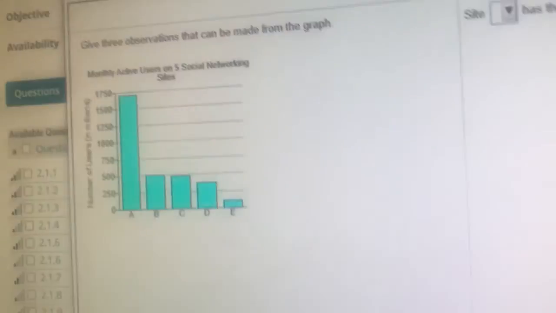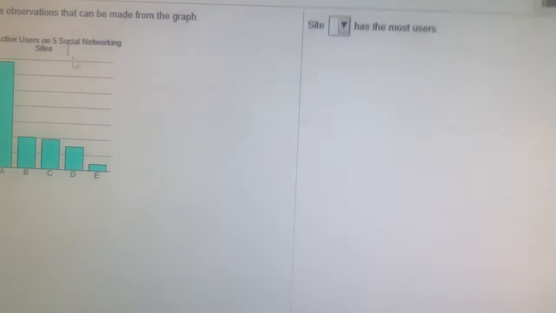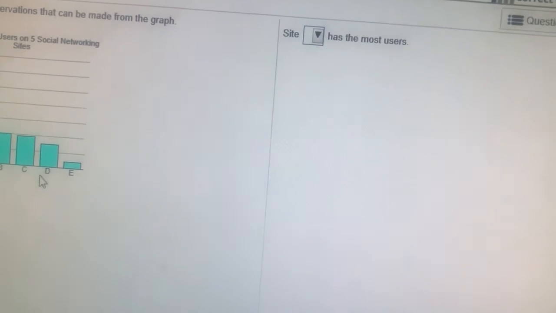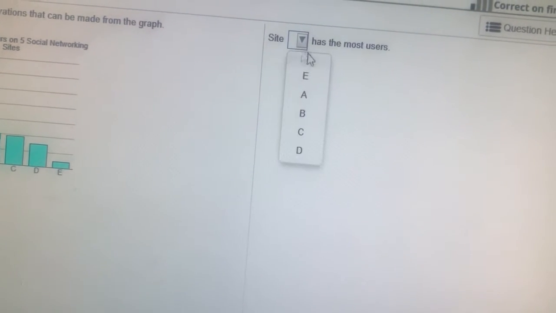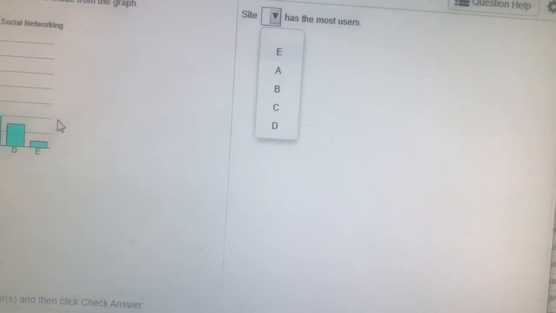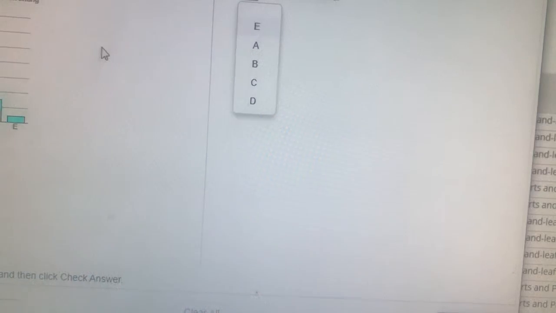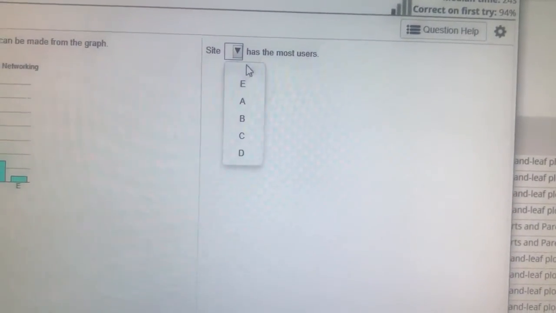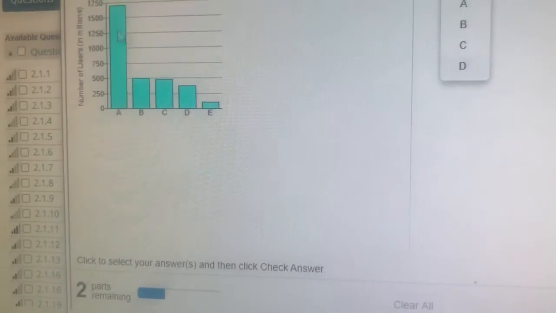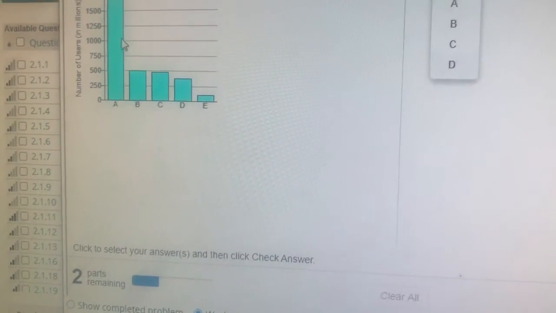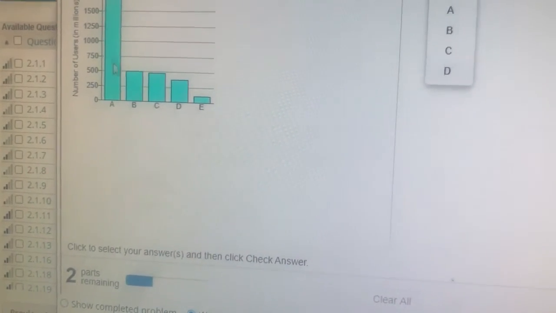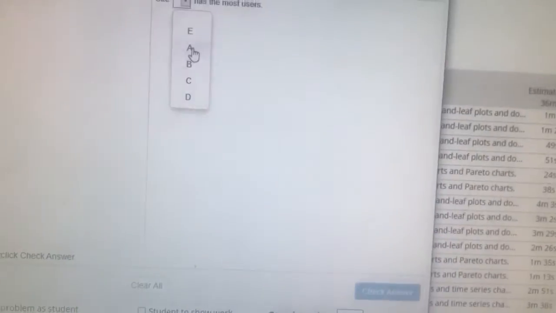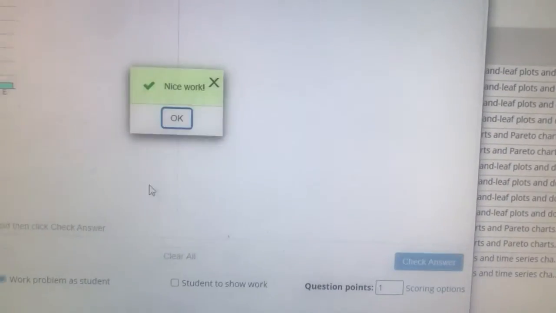All right. So we see this graph here. Give 3 observations that can be made from this graph. All right. So over here it says site what has the most users. Looks like A right here has the most users to me. So we're going to select A here, and that's right.